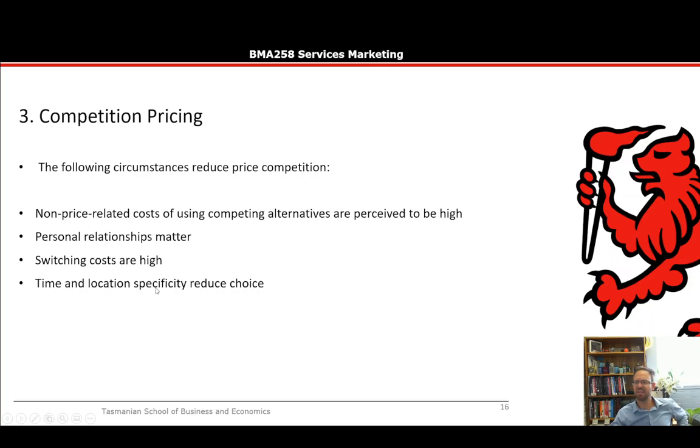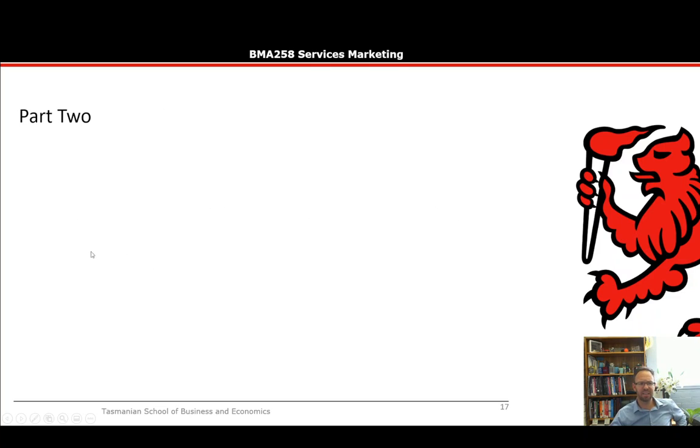Time and location specifically reduce the choice, obviously. Makes sense. So that ends section 1 or part 1. We're going to focus on part 2 where we look at revenue management for service organisations.